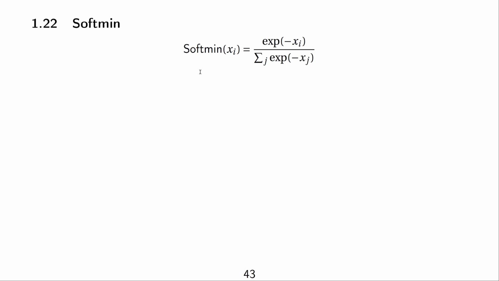Softmin is interesting. It's the analog to softmax, and what you notice here, the difference to softmax, is that we have a minus the value xi and here minus xj. So instead of taking e to the power of the input value and dividing by the sum of e to the power of all the other values, we do the same with the negative of the values. So softmin is a smooth approximation to the minimum, in the same way as softmax is an approximation to the maximum.